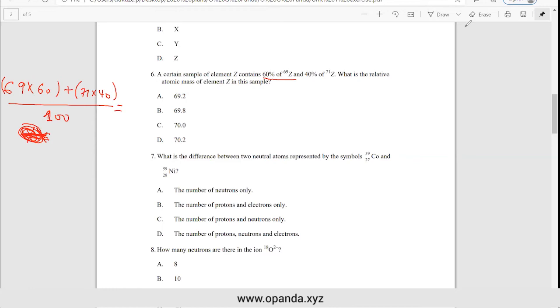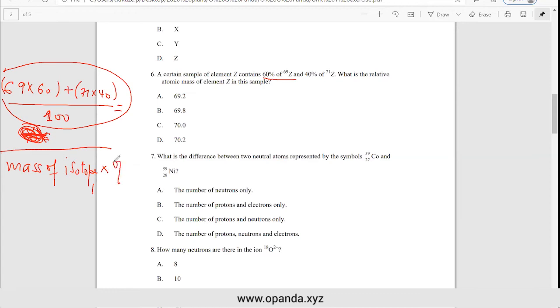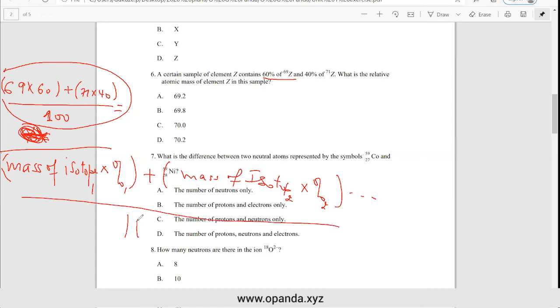Okay, listen please. When we are calculating the relative atomic mass, we always take the mass of the isotope, let's say isotope 1, times its abundance, the percentage, and you add the mass of the second isotope, isotope 2, times its percentage abundance, up to the last, and then you divide by 100 because we are using percentages. So I'm not sure if you did it like this.